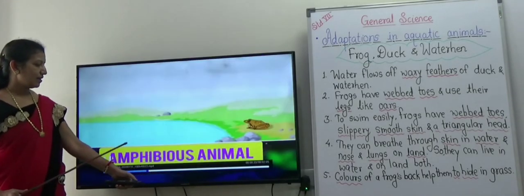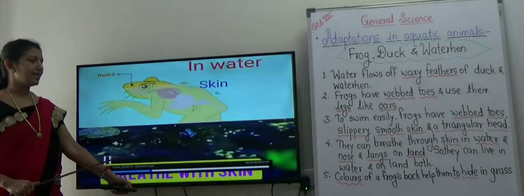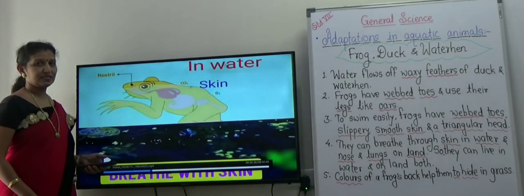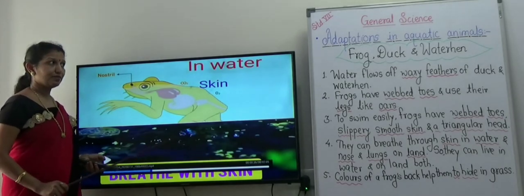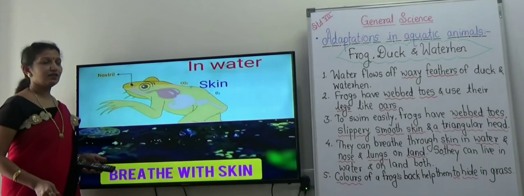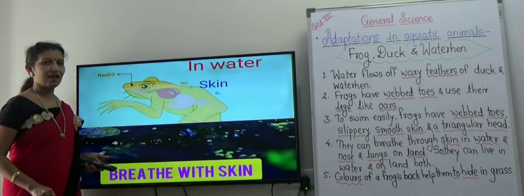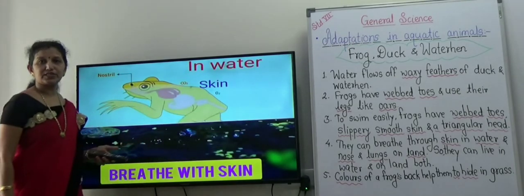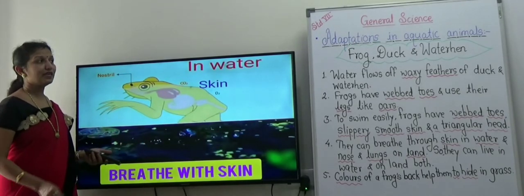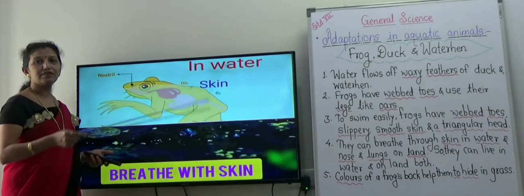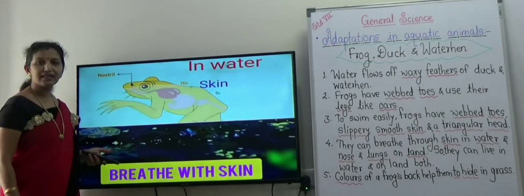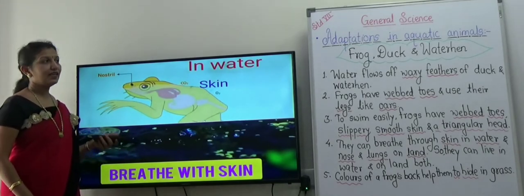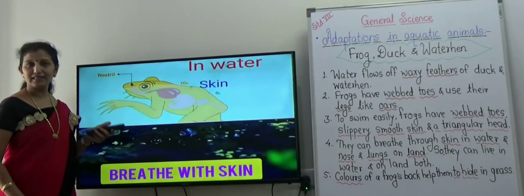And we know that frog is an amphibious animal. Now, you will think, what is the meaning of amphibious? You have studied aquatic animals. Now, there are also other types, like terrestrial and amphibious. Aqua means water. That's why animals that live in water are called aquatic animals. What do you mean by terrestrial animals? Animals that live on land are called terrestrial animals.